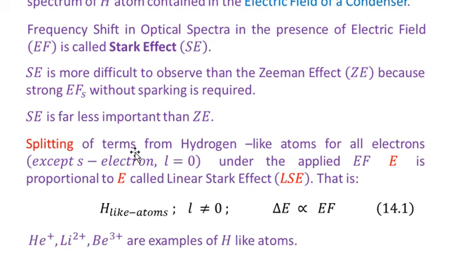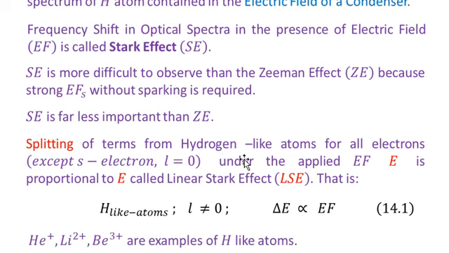So splitting of terms from hydrogen-like atoms. So you see that here I am talking about hydrogen-like atoms. That is the atoms which have a single valence electron. Splitting of terms from hydrogen-like atoms for all electrons except the s electron, for which L is equal to 0, under the applied electric field E is proportional to E, called linear Stark effect.